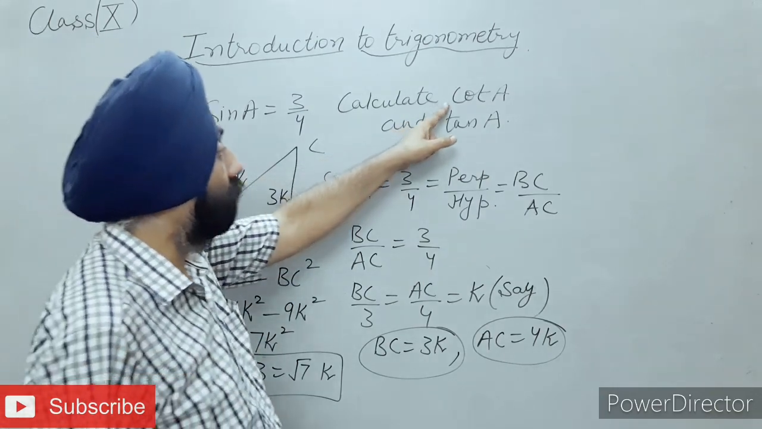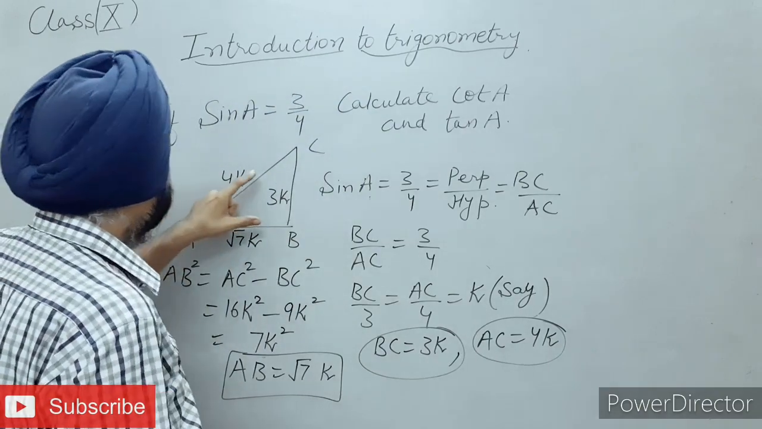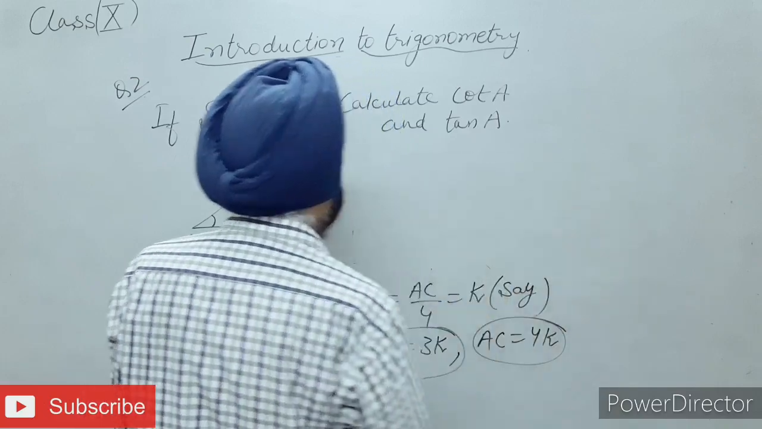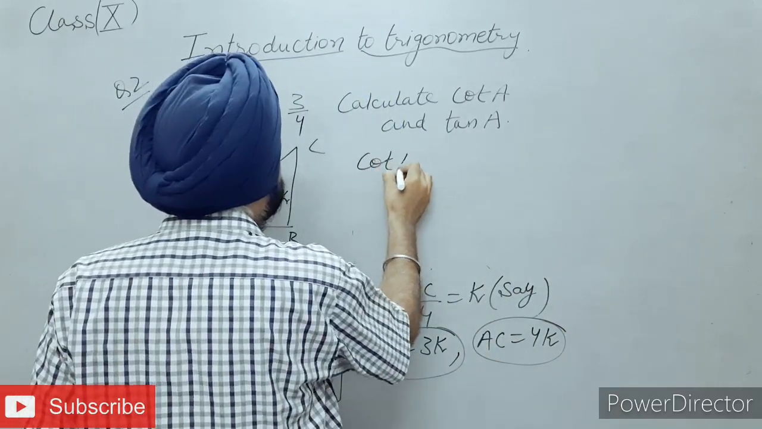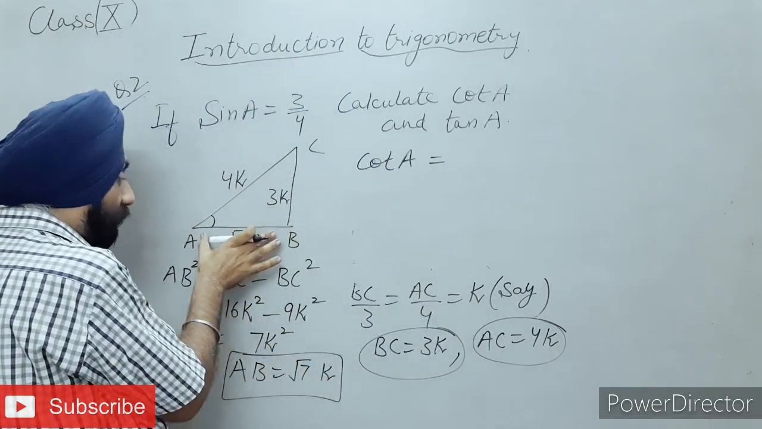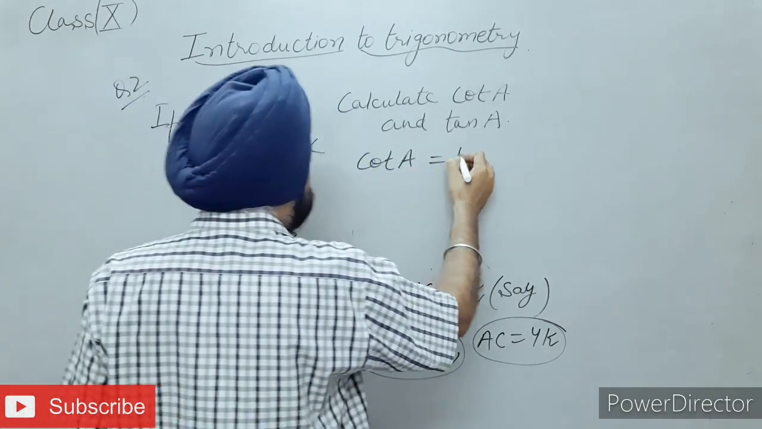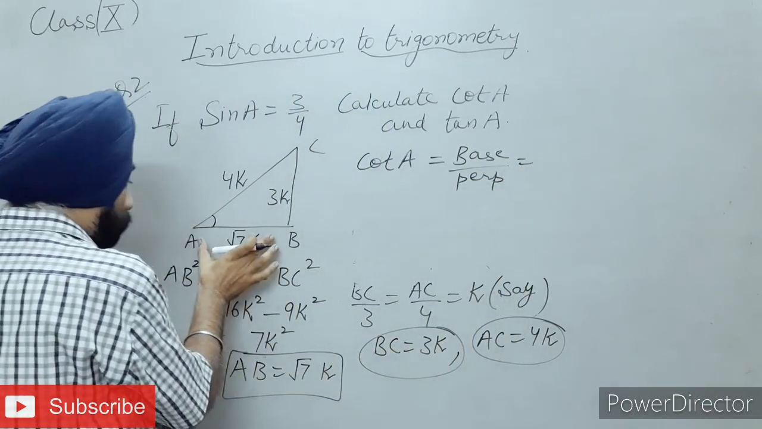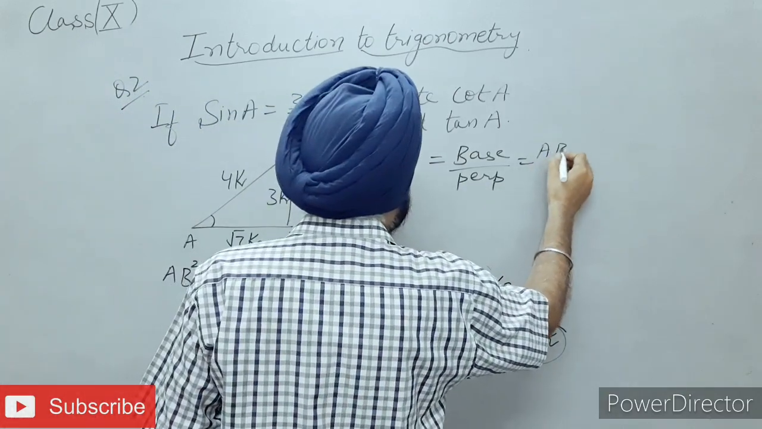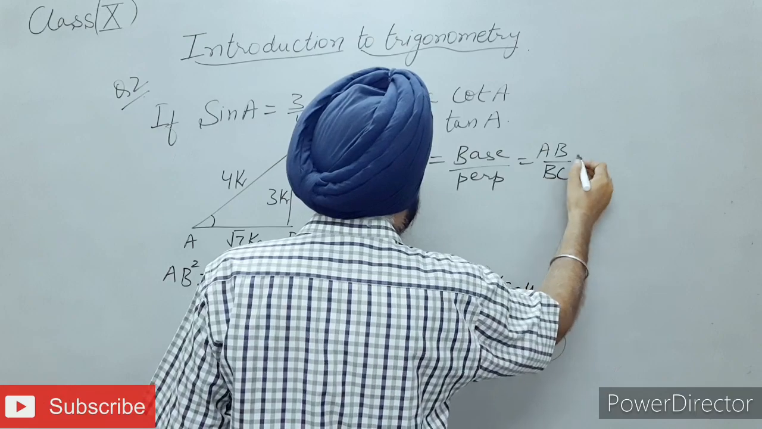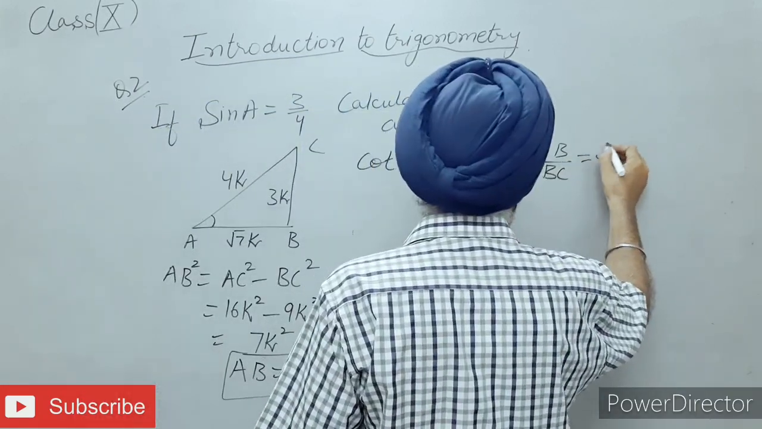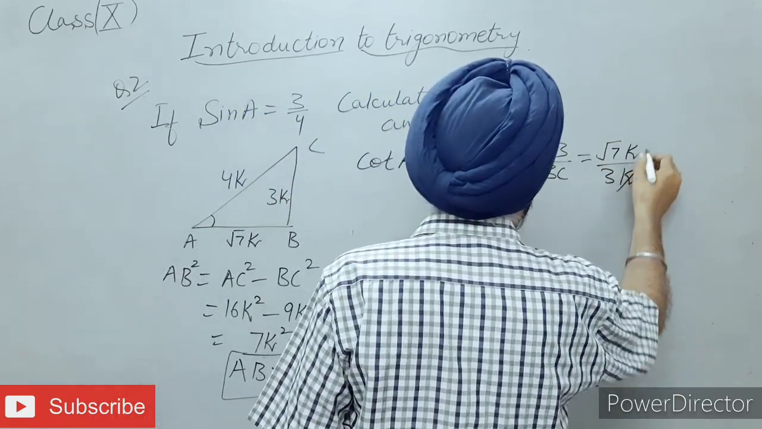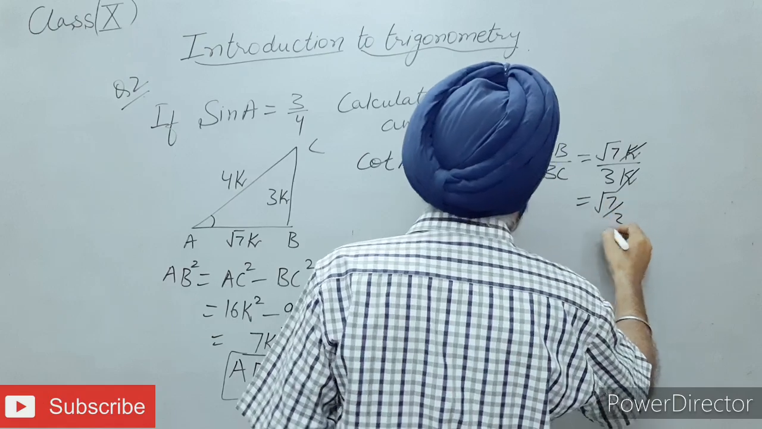Now I need cot of A, cotangent A. Cotangent of A is what? Base upon perpendicular. What is base? Base is AB. Perpendicular is BC. This is equal to base is under root 7 times K divided by 3K. K with K goes, under root 7 upon 3 is the answer.